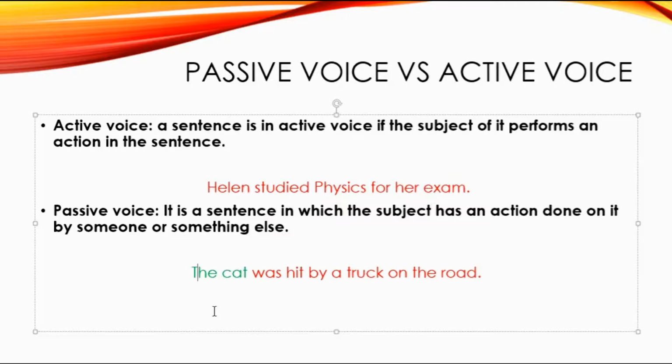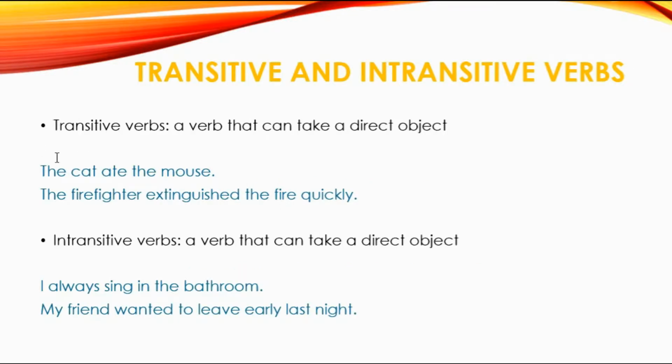But I use passive voice for some reasons I'll explain later, placing the real object of the sentence at the beginning of the sentence as the subject: it was hit by a truck on the road. So the truck hit the car. The car had something done on it, which was being hit, right? So this is a general definition of the passive voice and the active voice.